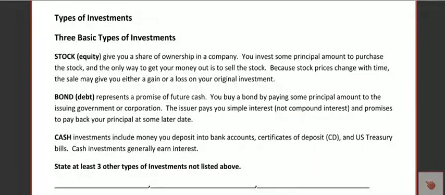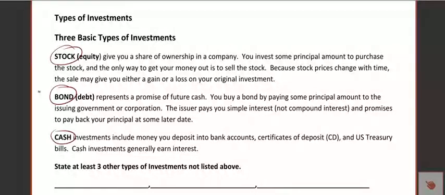So let's look at some other investments, different types of investments there are. We've seen the cash investments. You put into a bank account, certificate of deposits, maybe U.S. Treasury bills. Those cash investments usually earn interest. But we haven't talked about stocks or bonds. These are some other investments, and stocks basically give you a share of ownership in a company. The only way to get your money out of that is to sell the stock. And because it changes with time, the sale may give you either a gain or a loss.